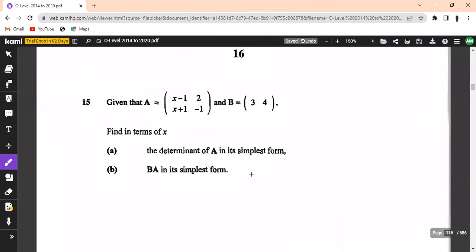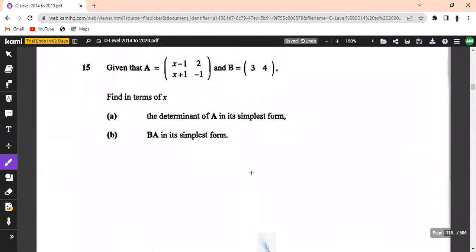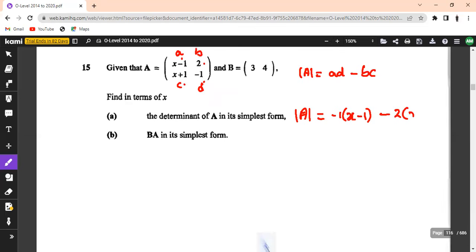And move on to number 15, where we are given matrices. Find in terms of X the determinant of A. So determinant, guys, we know that is the product of the major diagonal minus the product of minor diagonal. So which is A, B, C, and D. And we say that determinant of A is given by AD minus BC. So this is A times D, which is -1 times X minus 1. So you multiply the bracket of X minus 1 minus BC, B times C, which is 2 into X plus 1. So this is the expression for determinant.